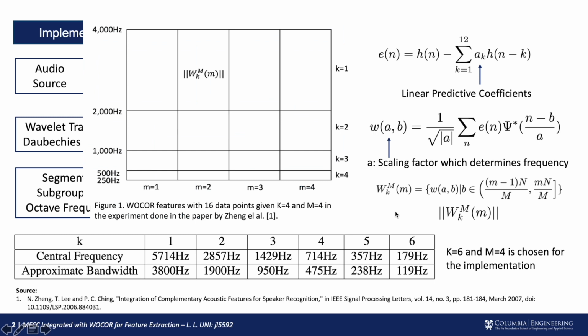Here is a figure that explains what each entry of the WOCOR features represents. On the y-axis, there are different frequency bands, and you can see the resolution is higher at lower frequencies. And on the bottom is a table about how many frequency bands I use in the actual implementation. Here I choose K to be 6, which means there will be 6 different frequency bands, while the paper by Zhang et al. uses 4 frequency bands. I use 6 such that I can capture more information at lower frequencies, down to about 120 Hz.